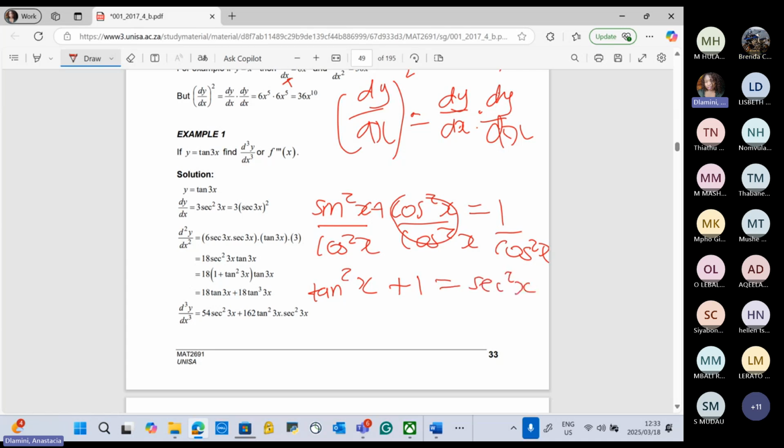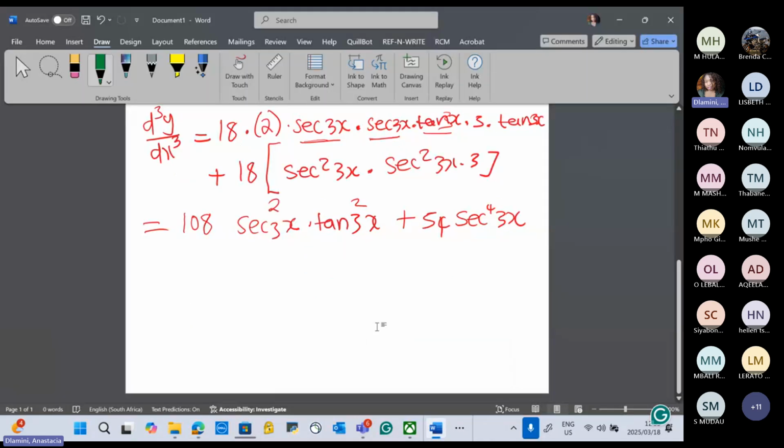Now you remember. Do you see that the one you always remember can help you to find the identities? Are we all together? Yes. Always go back to your basics. So meaning that tan squared x plus 1 equals sec squared x. So we can come here and simplify further.